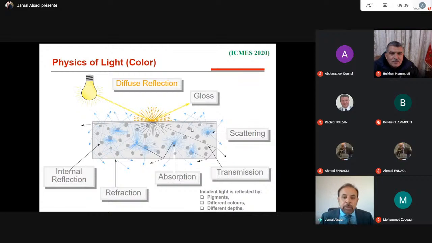Some of the light is absorbed, some transmitted goes outside, some of the light gets reflection or refraction, and the one which is diffused or reflected, you will see it hit your eyes and you see the color. So basically the incident light is reflected by pigment, different colors, different depths. Then you will see finally the desired color which is reflected.